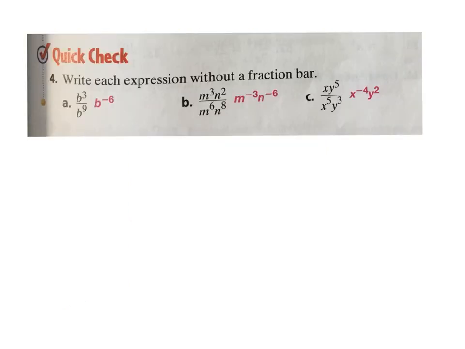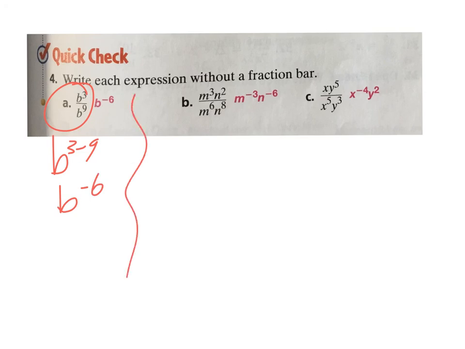Alrighty, so we're back here to finish up. So we end up here with b to the 3 minus 9, which is b to the negative 6th. And again, if I said put it in standard form, that would be 1 over b to the 6th. But we didn't say that here. Looking at the m's, we have m to the 3 minus 6. And looking at the n's, we have n to the 2 minus 8. So 3 minus 6 is negative 3. 2 minus 8 is negative 6.